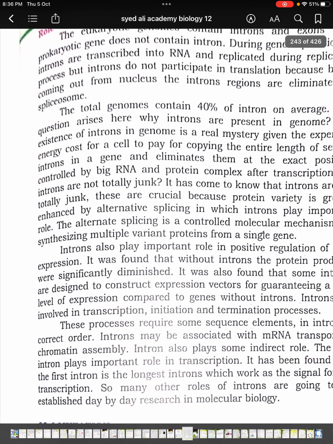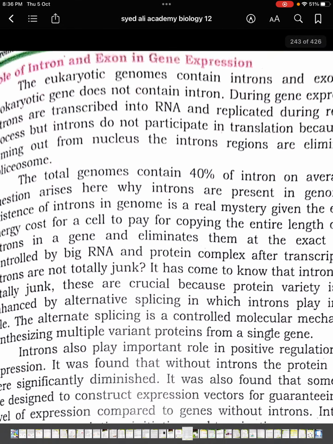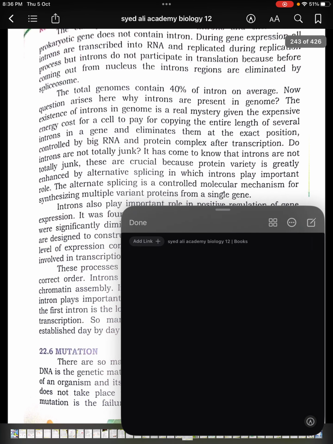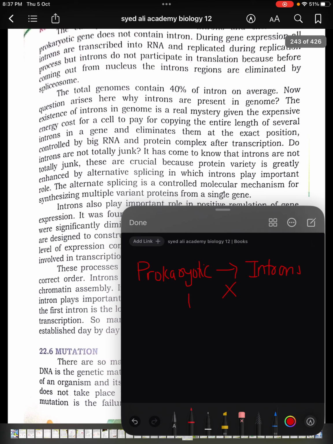So first, the role of intron and exon in gene expression. Basically, as we know, in prokaryotic organisms, introns and exons are not present. Introns are not present. Why? Because there is an absence of split genes. That's why the introns and exons are not present in prokaryotes.